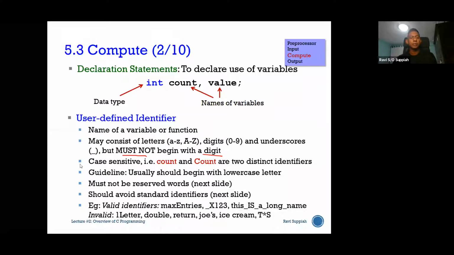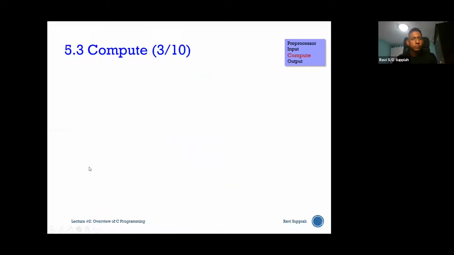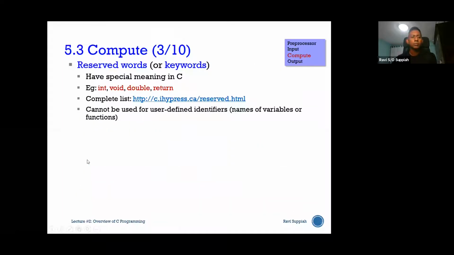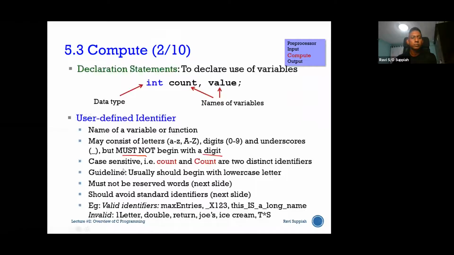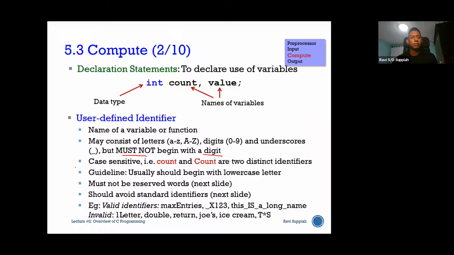Okay, another thing about C is it is case sensitive. So count and Count here are considered different, because this is a lowercase c and this is an uppercase C.